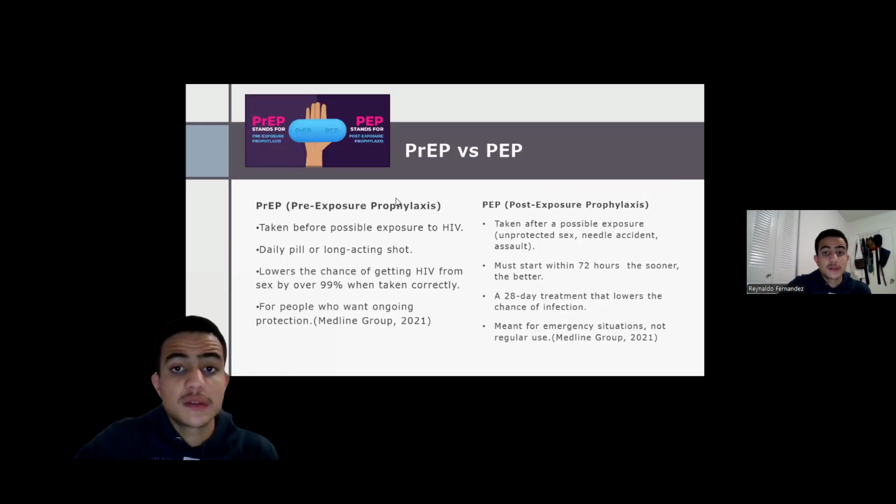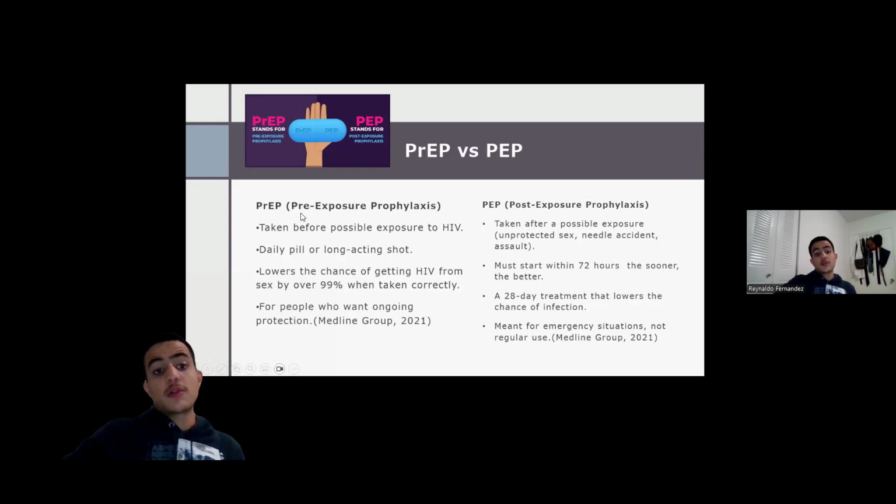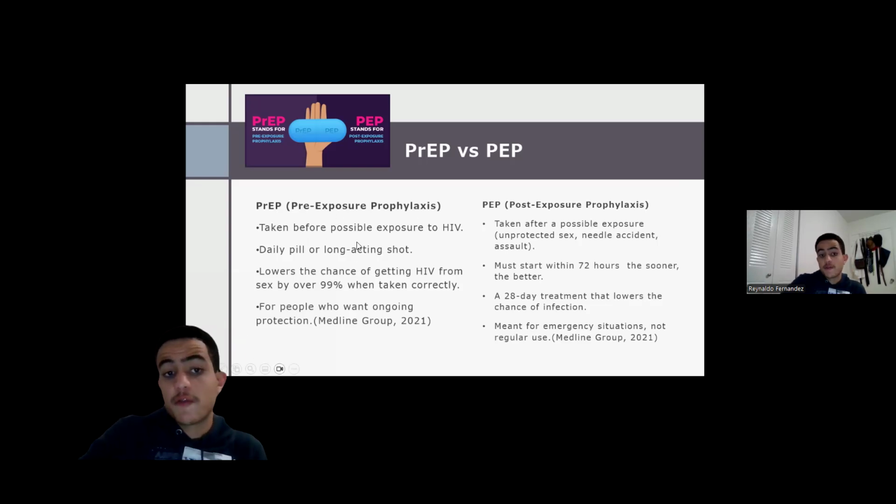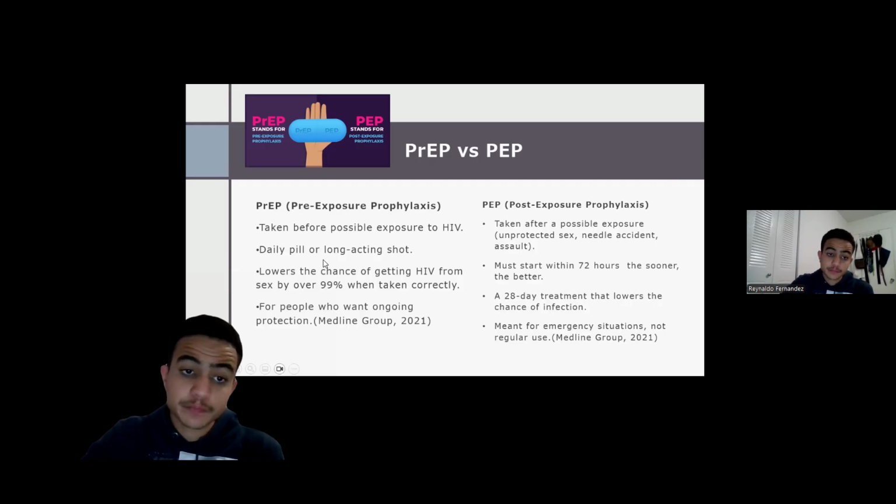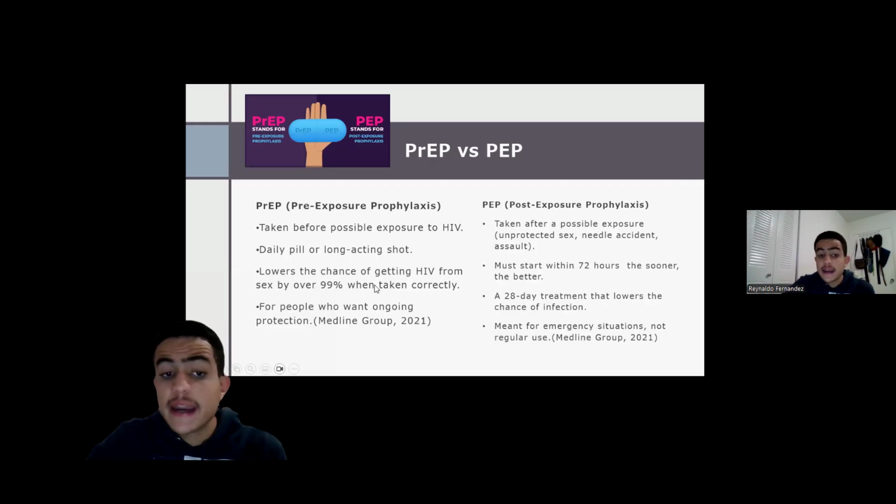So now I'm going to explain what PrEP and PEP are. PrEP stands for pre-exposure prophylaxis, which is taken before possible exposure to HIV. This is a daily pill or a shot that you get, and it lowers the chance of getting HIV from sex by over 99% when taken correctly. When PrEP was approved by the FDA in 2012, it was over 90% effective. Now it's over 99%. So if you take this every day, the chances of you getting HIV are minimal. For people who want ongoing protection, this is usually what they prefer.